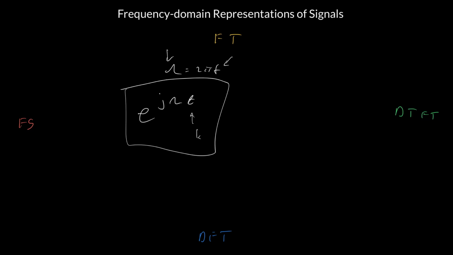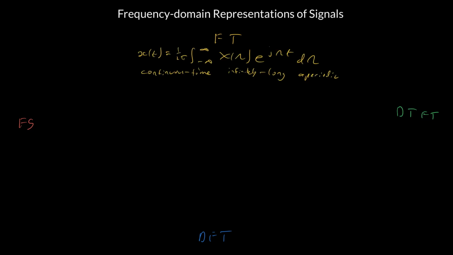Let's look at these 4 representations individually before discussing their similarities and differences. The Fourier transform representation is given by this integral here. These are the frequency components. Here are our sinusoids, and it gives us a representation for a continuous time, infinitely long, aperiodic signal. Now, it could be periodic. If it were periodic, we'd have Dirac delta functions in here.